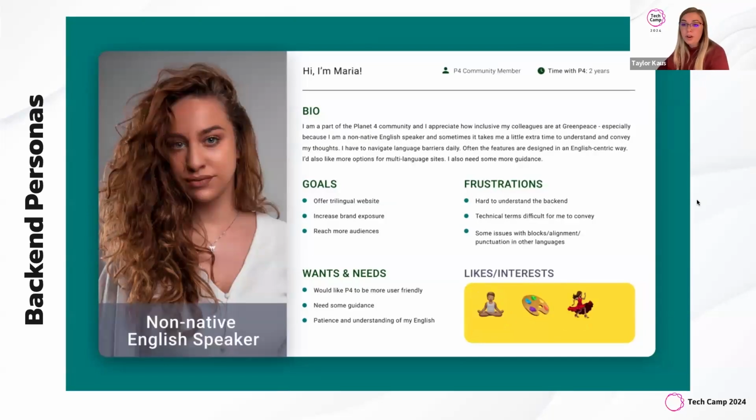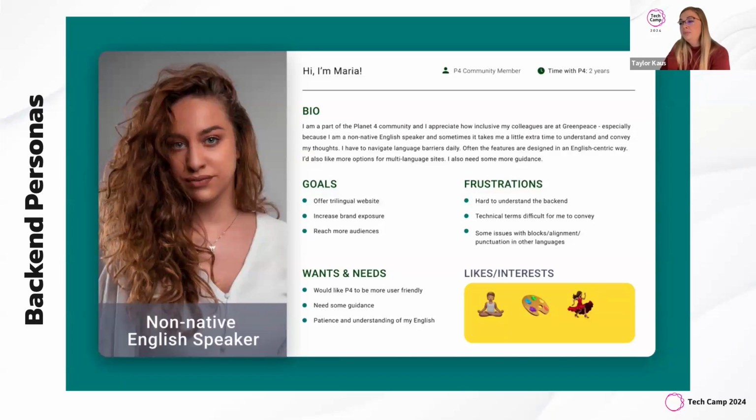And then lastly, for our backend personas, we have our non-native English speaker. I am part of the Planet 4 community, and I appreciate how inclusive my colleagues are at Greenpeace, especially because I am a non-native English speaker, and sometimes it takes me a little extra time to understand and convey my thoughts. I have to navigate language barriers daily. Often the features are designed in an English-centric way. I'd also like to have more options for multi-language sites. I also need some more guidance.